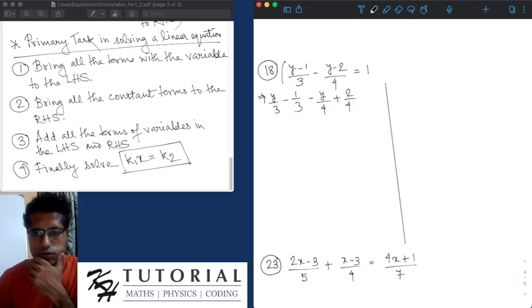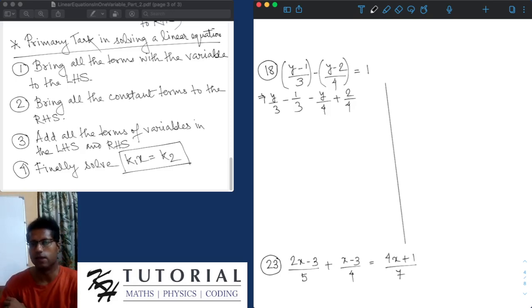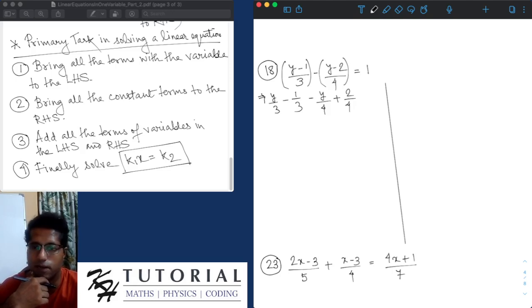If you put a grouping symbol, that will make it more readable and easy. Now you can see that if you remove the second grouping symbol, you will have to change the sign of all its terms. Inside the second grouping symbol, the terms were y by 4 and minus 2 by 4. So when you remove the grouping symbol, the signs will change, and it will become minus y by 4 plus 2 by 4. Now this was the LHS and the RHS is 1.